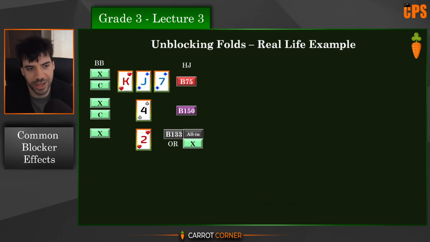We're going to look finally at a real life example. I'm sure you've been waiting patiently for a hand of No Limit Hold'em to come down in this lecture, so here we go. Big blind plays against hijack here. Check calls the flop and the turn.